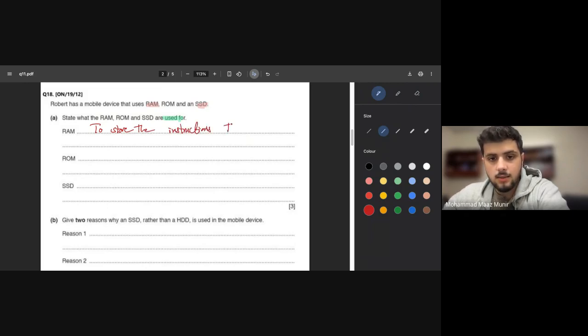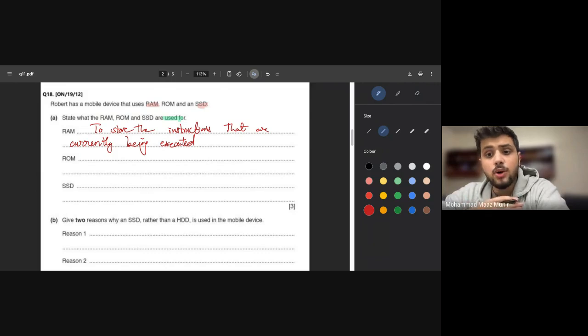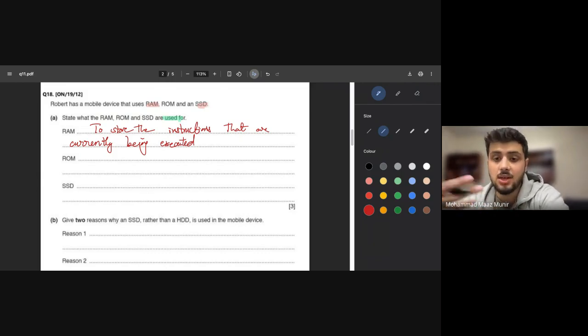that are currently being executed. Because whatever is being executed, that specific instruction is taken into RAM and then that's being executed and then your RAM removes that part and then the next instruction is basically fetched into RAM. That is how RAM works.